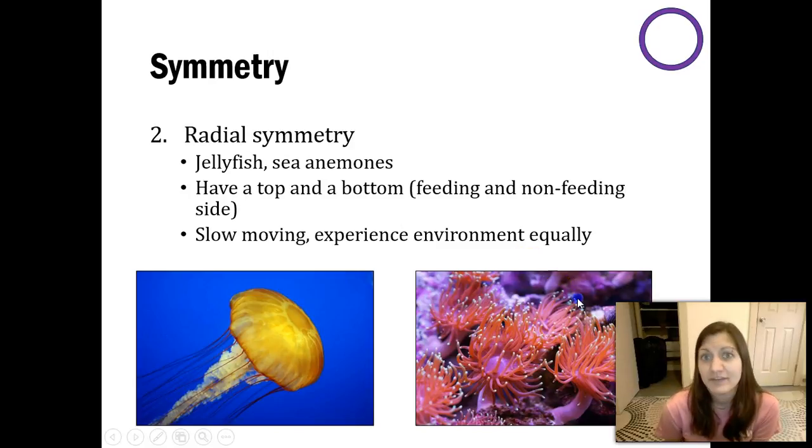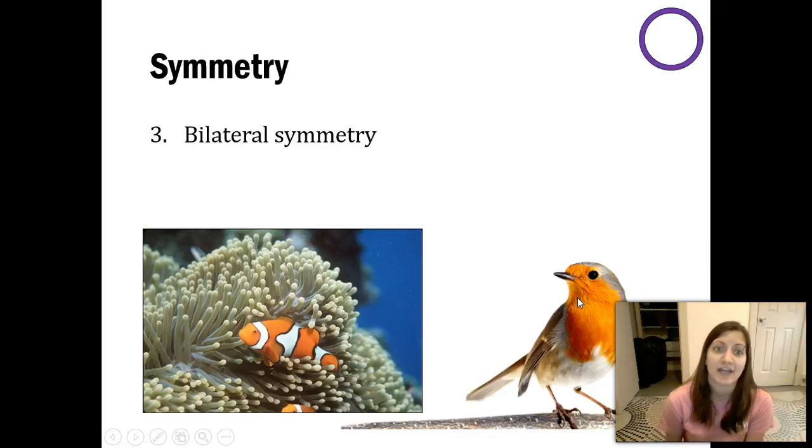The last type of symmetry, which is the most common in our animal kingdom, is bilateral symmetry. Bilateral symmetry is like everything else. Humans, for example, birds, fish, like most of the organisms that you think of have two sides. They have a right side and a left side. Bi meaning two, and then lateral talking about left and right or side to side.